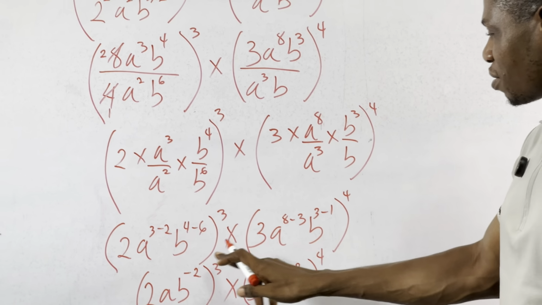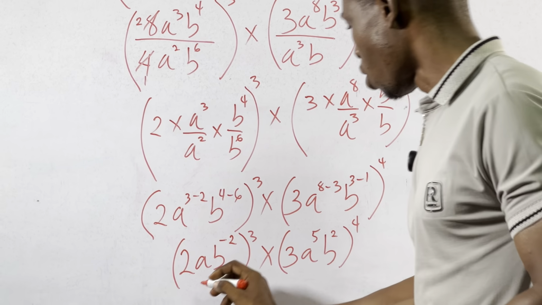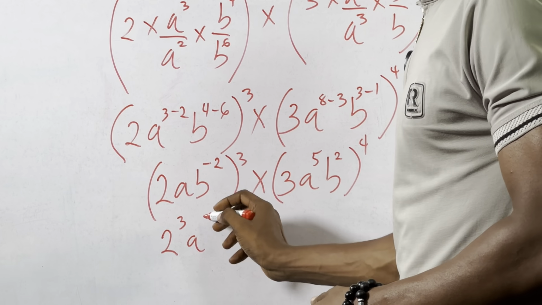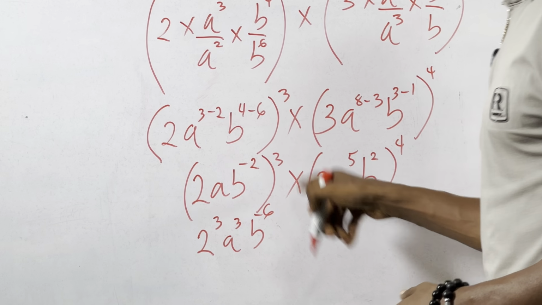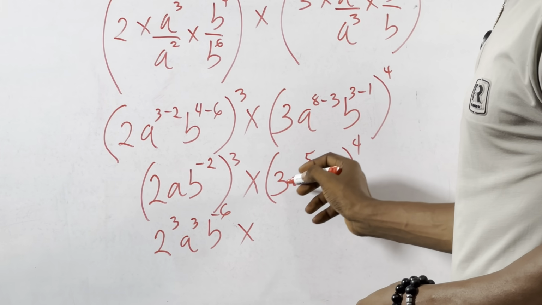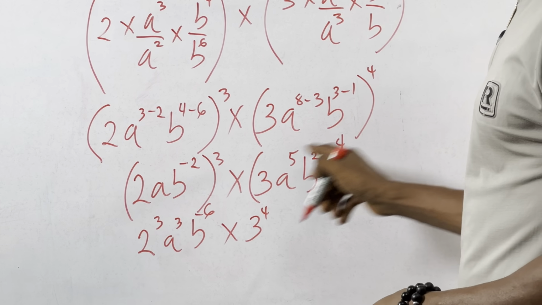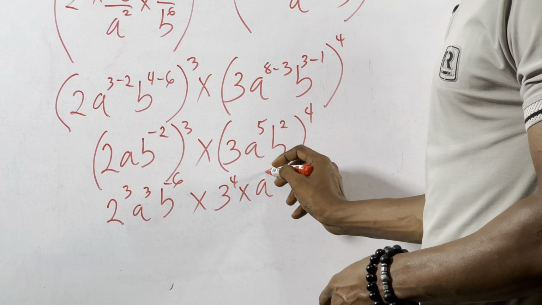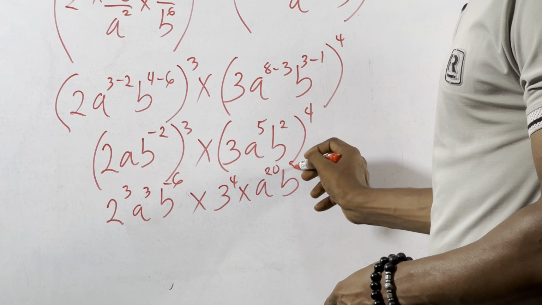Okay, so we can introduce our power of 3 now. So each of them will share from this power 3. So here we have 2 raised to the power 3, a raised to the power 3, and b raised to the power negative 6. That's negative 2 times 3. That's minus 6. Times, here we have 3 raised to the power 4 times a raised to the power 4 times 5. That's 20, and b raised to the power 8.